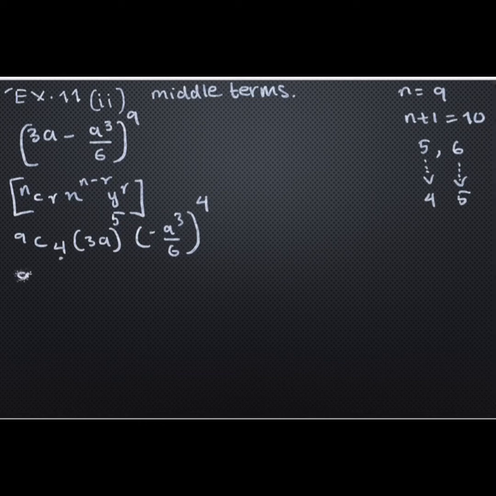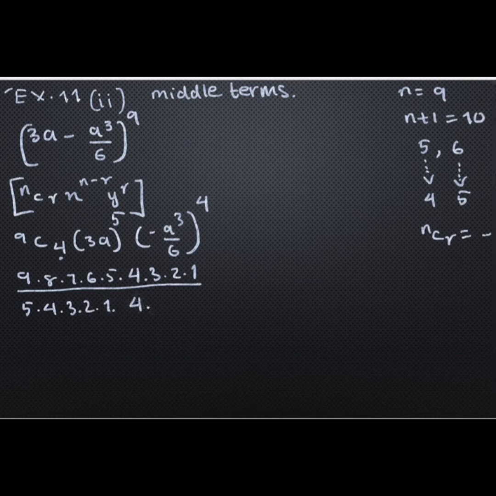Okay, relate like that. So n factorial, 9 factorial is 9, 8, 7, 6, 5, 4, 3, 2 and 1, divided by 4... So you know the nCr formula: 9 minus 4, isn't it? (n minus r) factorial and r factorial. So 9 minus 4 is 5. 5 factorial: 5, 4, 3, 2, 1, and 4 factorial: 4, 3, 2, 1.